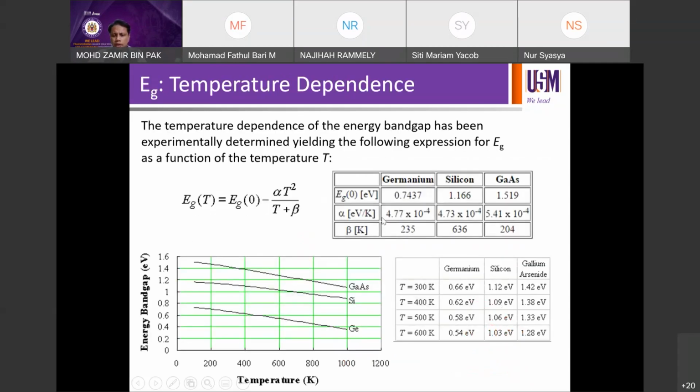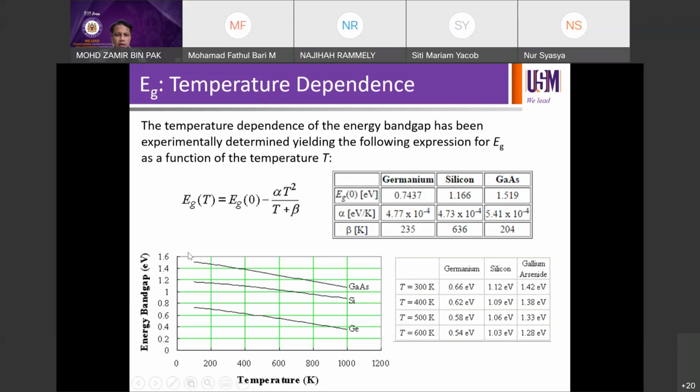As we learned in this topic, EG, the band gap, is actually temperature dependent. That means the EG depends on the operating temperature of that particular semiconductor material. The temperature dependence of the energy band gap has been experimentally determined in previous work, so we're here to learn from the observations found by the previous work.